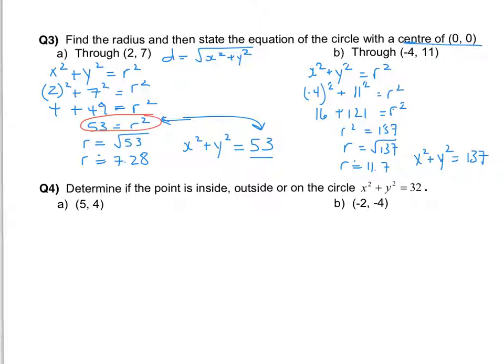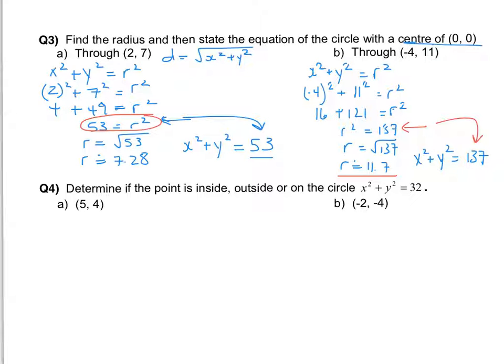Okay, if you've done part B, you should see that you get a radius squared of 137 here. And then when you square root that, you get approximately 11.7 units. But again, when I go to state my equation, I use the actual radius squared value, which is 137. So x squared plus y squared equals 137 is your equation for that.